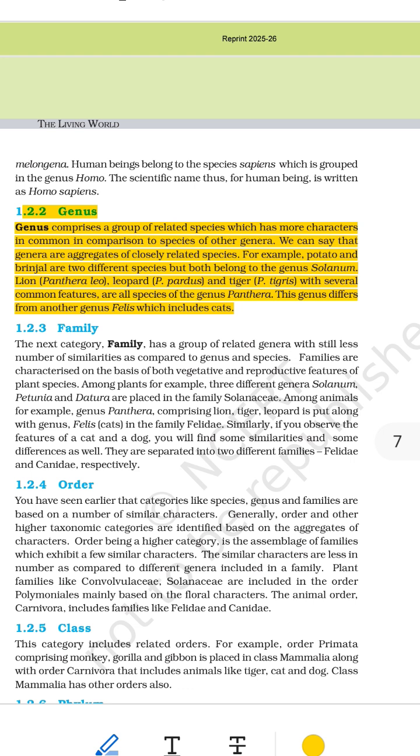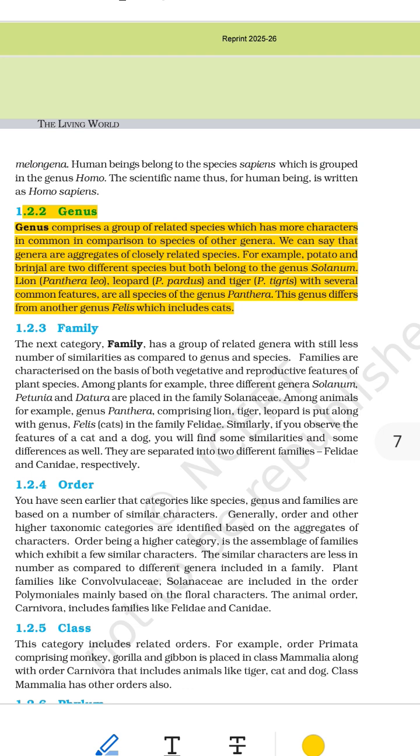Line 1. Genus comprises a group of related species which has more characters in common in comparison to species of other genera. Word by word. Genus equals a group of similar living things, not just one. Comprises equals includes, is made up of. Group of related species equals different kinds of living things that are similar. Well, lion and tiger are two different species, related. Characters in common: traits like body shape, teeth, way of living. Other equals others; plural of genus equals genera.